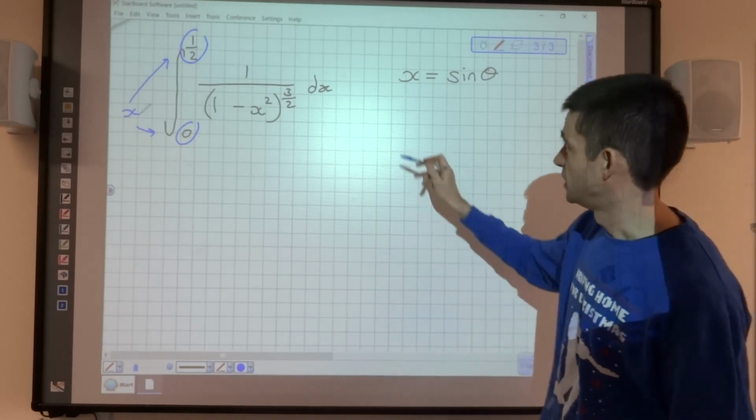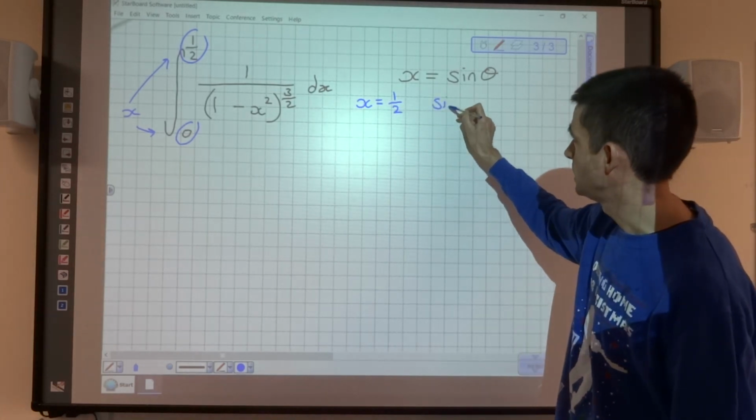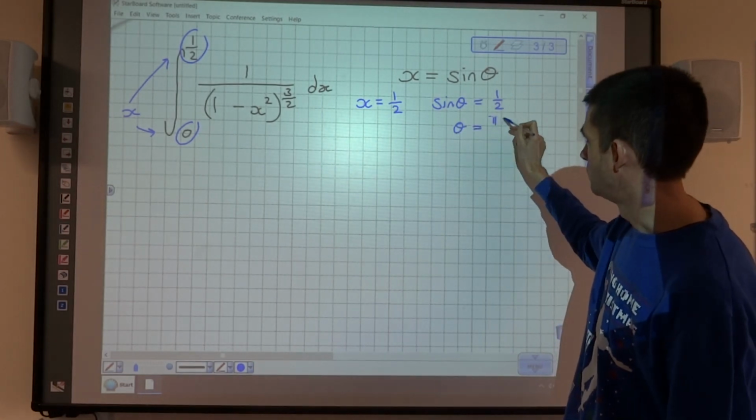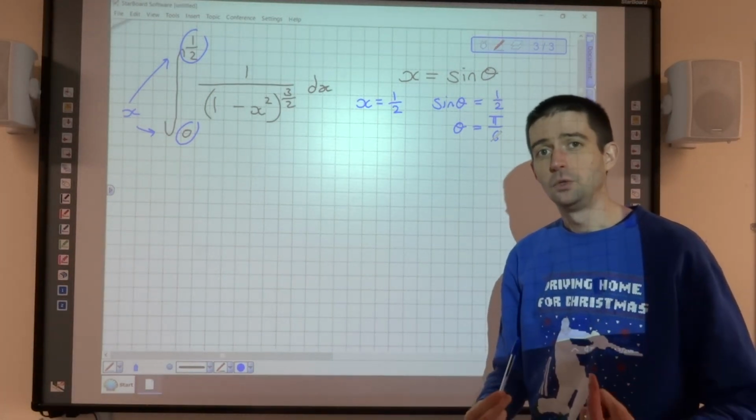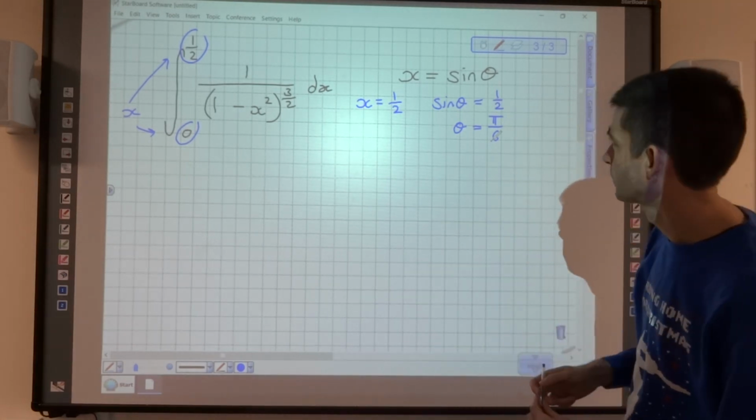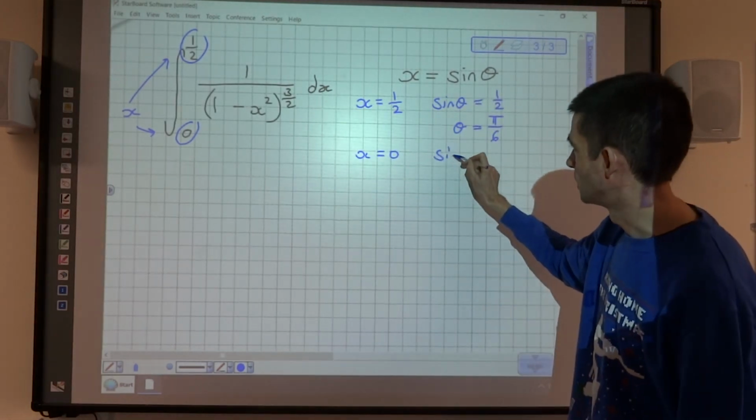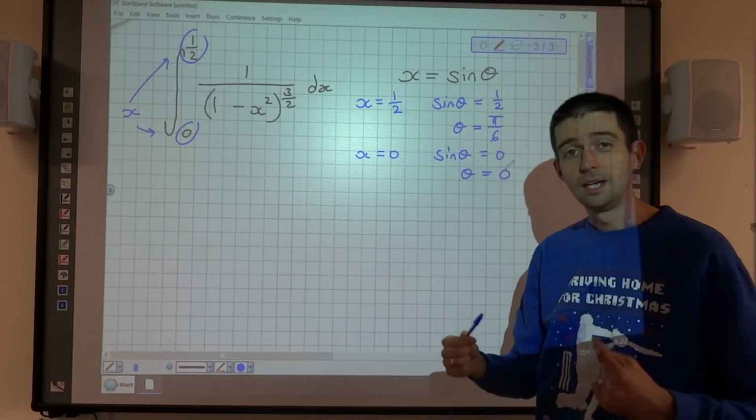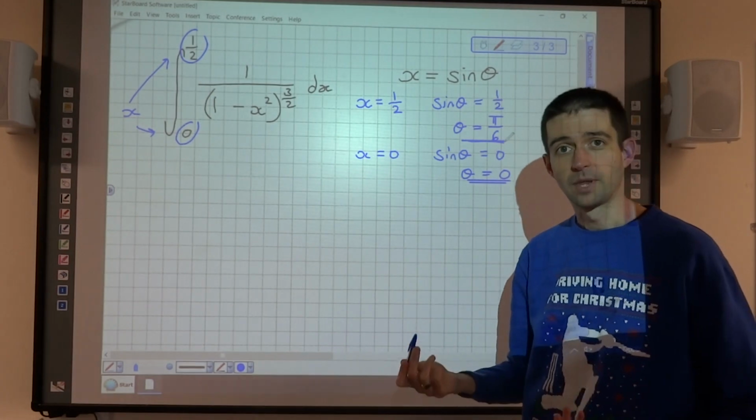So the first thing that I'm going to do is change the limits by saying if x equals 1/2, that means that sine theta equals 1/2, which means that theta would be pi over 6. So knowledge of exact values, and remember everything that you do with calculus, with trig, is in radians mode, not degrees. So pi over 6, not 30. The other limit is x equals 0, so sine theta equals 0, and solving, theta equals 0 is the lower limit of integration.